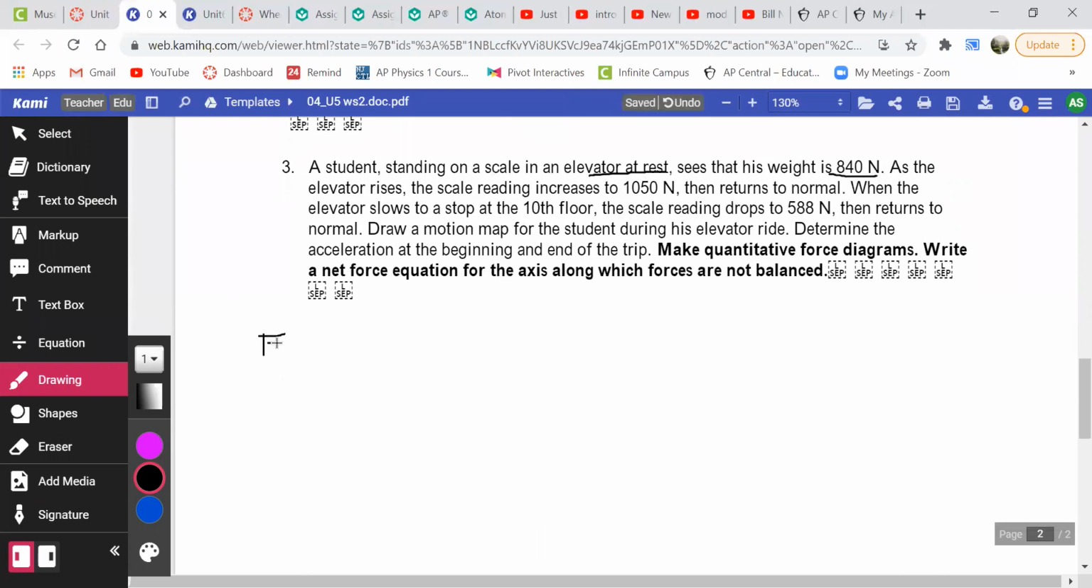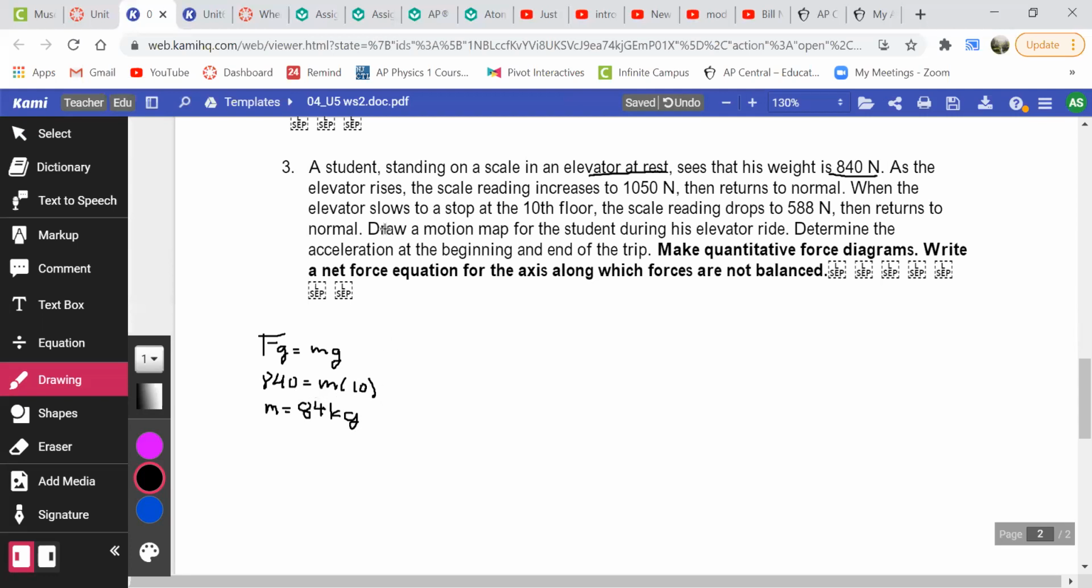So Fg equals mg, and Fg equals 840. G always equals 10, so mass must equal 84 kilograms. I went ahead and did that because anytime you get gravity, that means calculations are available. You get mass, calculate gravity. If you get gravity, calculate mass.